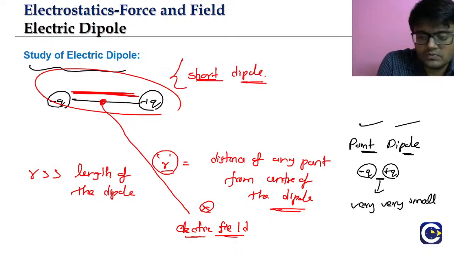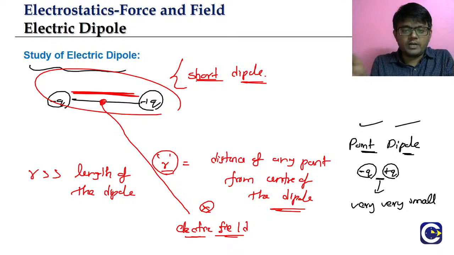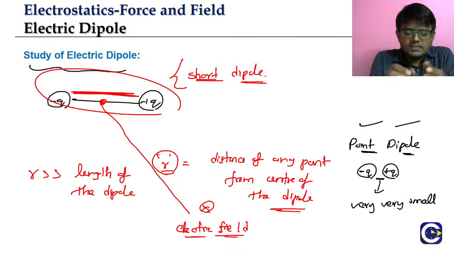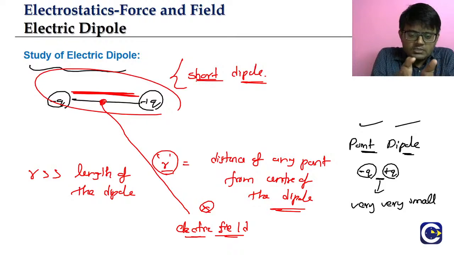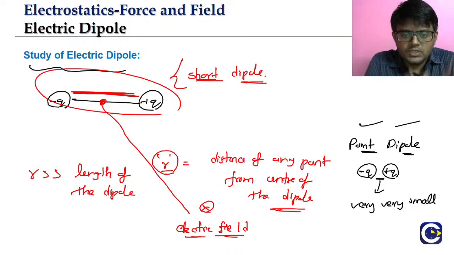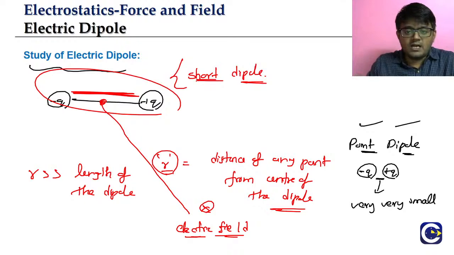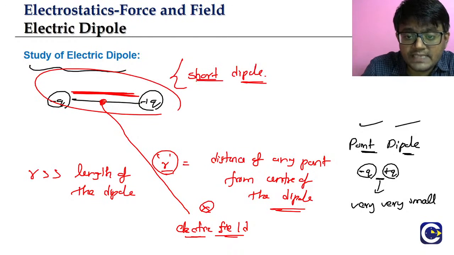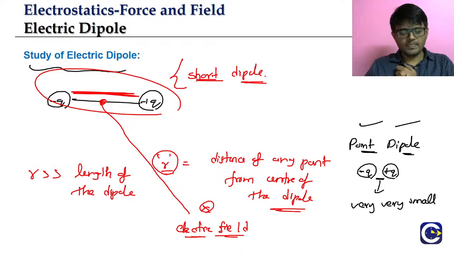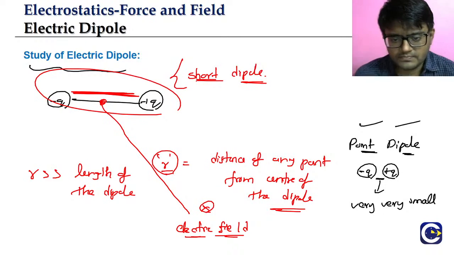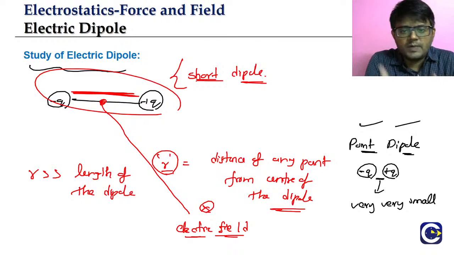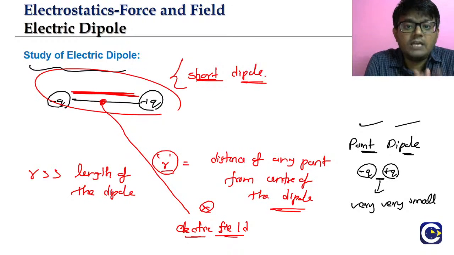Short dipole and point dipole have a difference. What is it? Point dipole means the positive charge and negative charge are almost at the same point. A short dipole is not like that. They are at some separation, but compared with the distance we measure, if the length of the dipole is very small, then we call such dipoles short dipoles. Otherwise they are normal dipoles. So in our calculations we will be using this short dipole assumption.